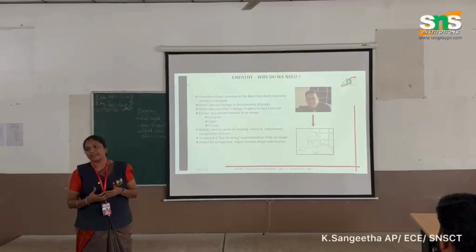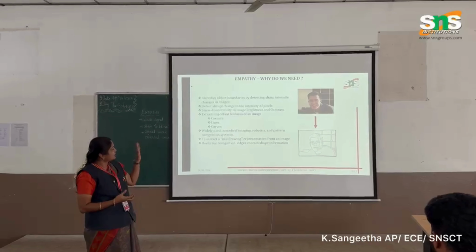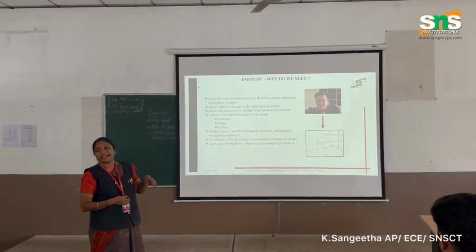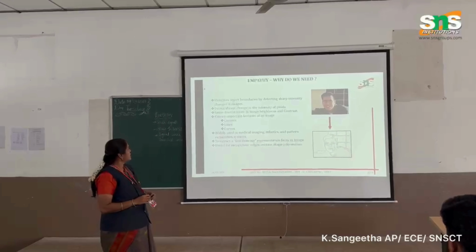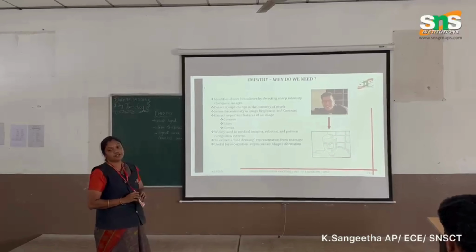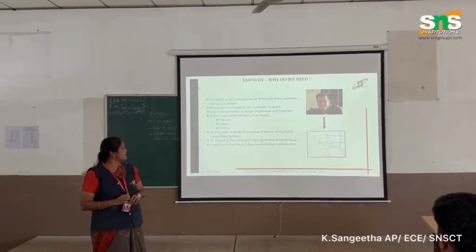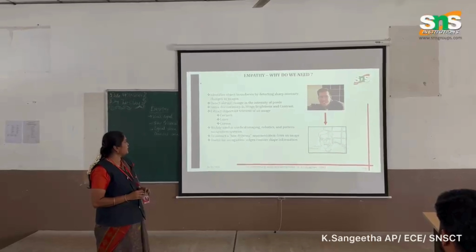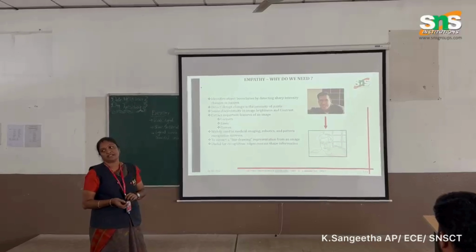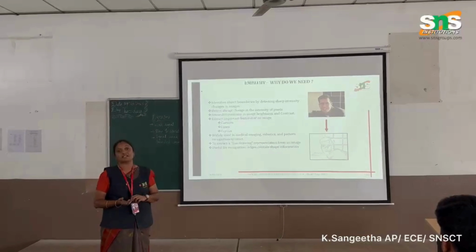So the boundaries can be detected by using abrupt changes in the intensity of pixels. Okay. So it detects the discontinuity in image brightness and contrast. And it is very important to extract features of an image, that is corners, lines, curves.